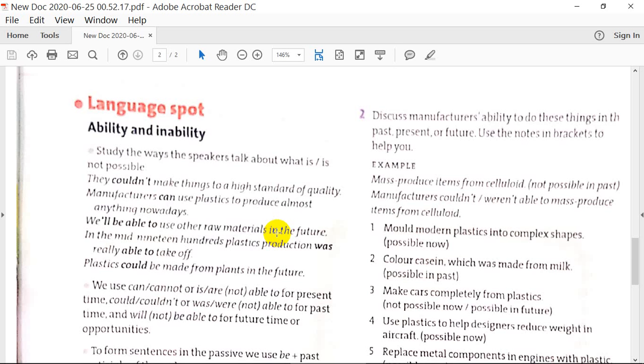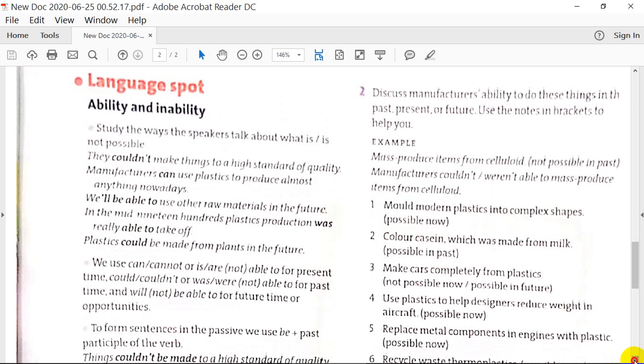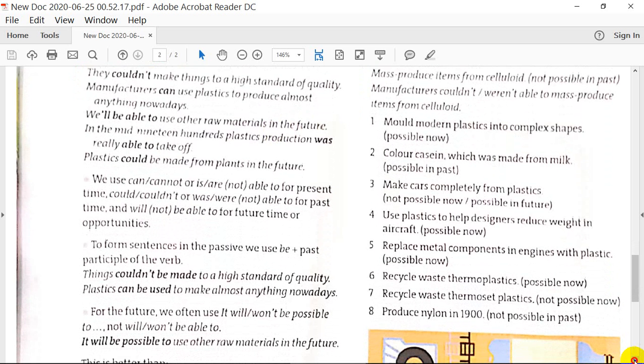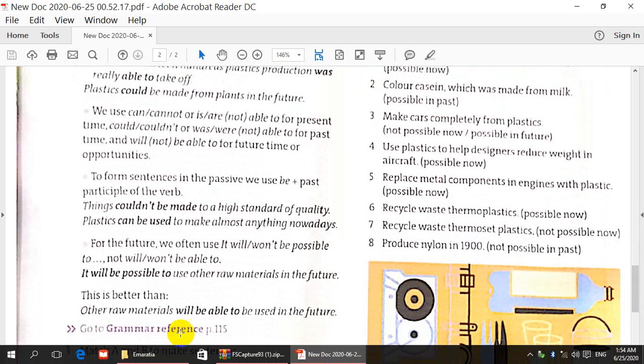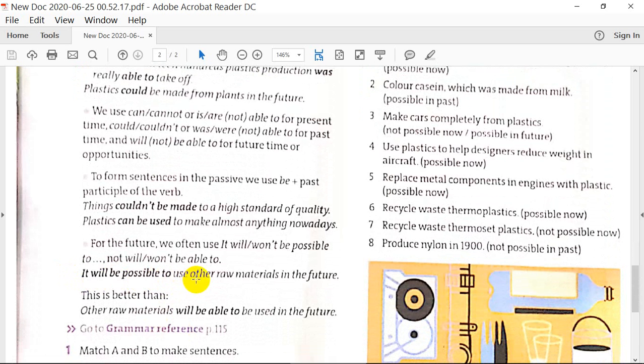For the future, we often use it will be possible to, or will not, won't be able to. It will be possible to use other raw material. It will be possible to use other raw material in the future. This is better than: other raw materials will be able to use in the future.